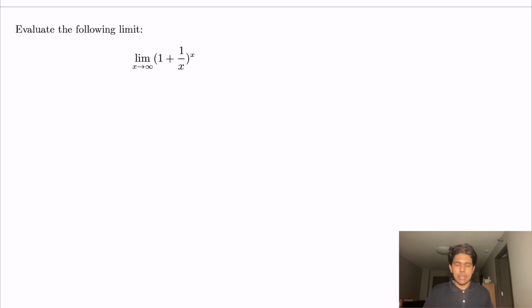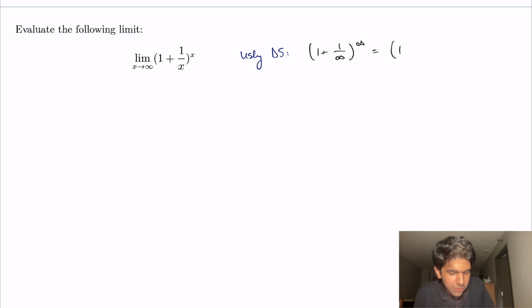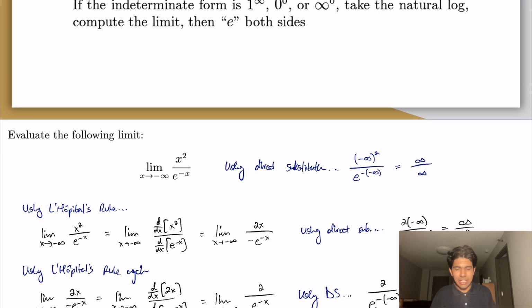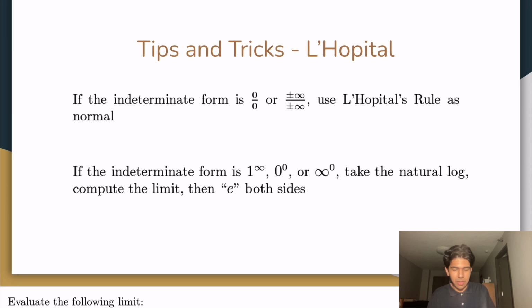And now let's do this example. The limit as x approaches infinity of (1 plus 1 over x) to the x. So again, we should try using direct substitution to see if we can get any insight as to what the answer is. So this will be (1 plus 1 over infinity) to the infinity. 1 over infinity is 0, so this is (1 plus 0) to the infinity, which is 1 to the infinity. If we scroll back a little bit, we see that 1 to the infinity is an indeterminate form, which may be a little bit surprising to some people.